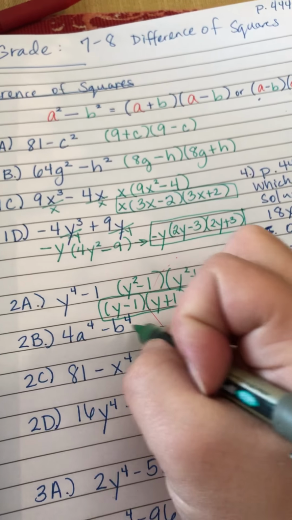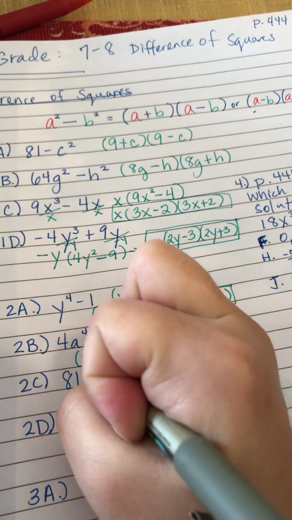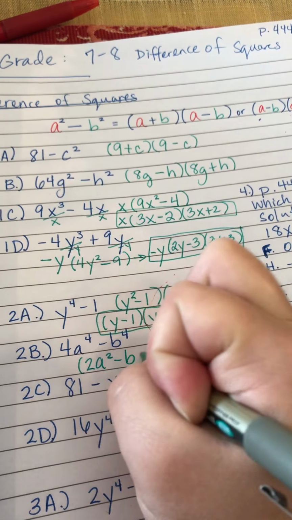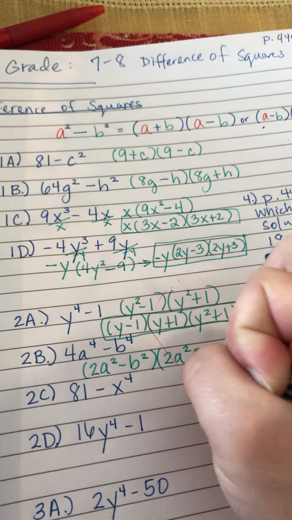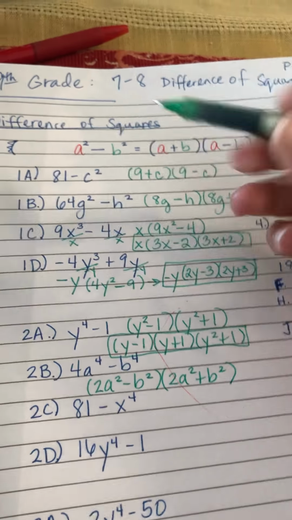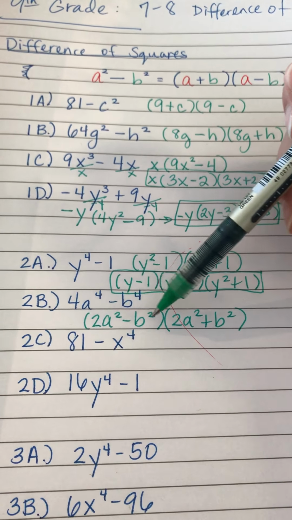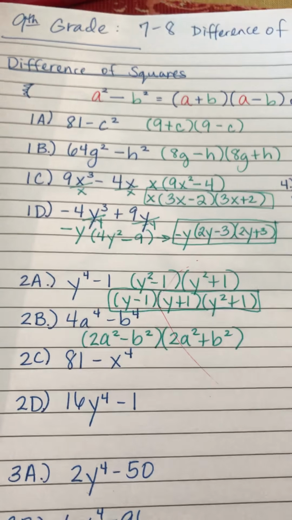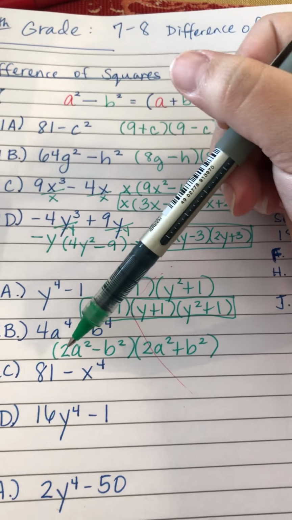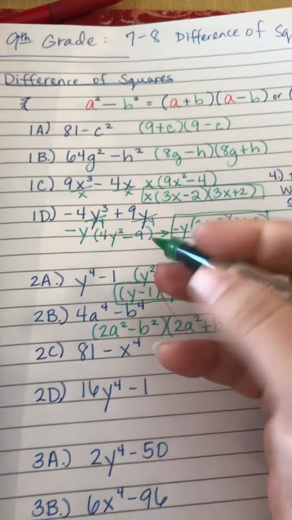Here again, this one, we have 2a squared minus b squared, and 2a squared plus b squared. So I have to look at this one. 2 is not a perfect square, so actually this one would be finished because I cannot take the square root of 2a squared and get a whole number. I would get a decimal here. So I'm going to finish with this.